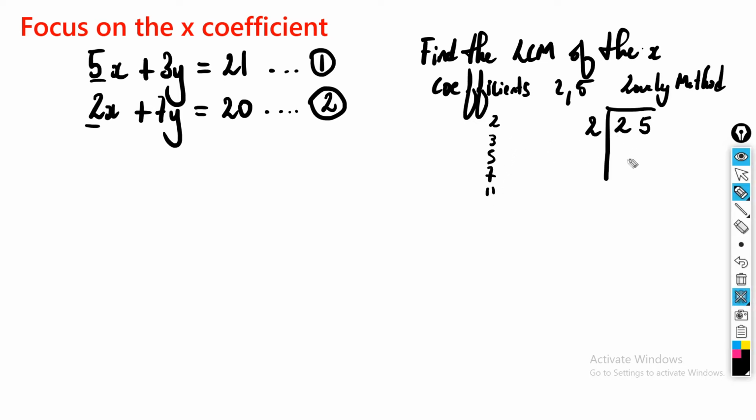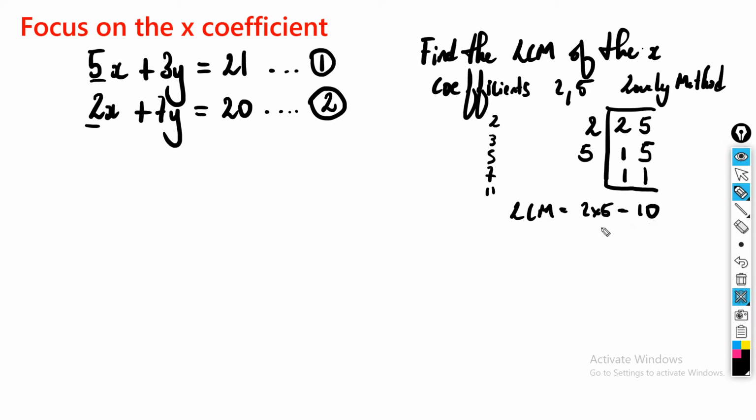And can 2 go into any of these? Yes, 2 can go into 2, leaving 1 and 5. And can 2 go into any of these? No. Can 3? No. Can 5? Yes. So you get 1, 1. And you are finished here when it's 1, 1. And then to find the LCM, right? The LCM is actually equal to 2 times 5, which is just 10.